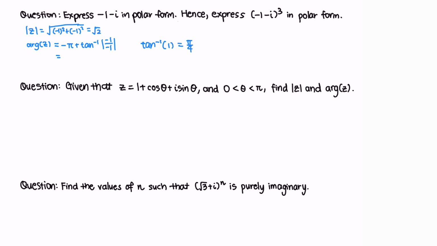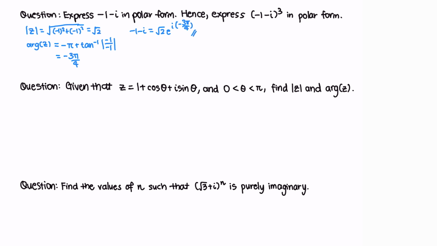If you're not familiar with this, there'll be a video that I'll be doing on special angles in the trigonometry section for topic 3. So negative pi plus pi over 4 will just be negative 3 pi over 4. And that's our argument. If we want to express this in polar form, what we get is negative 1 minus i equals r e to the power i theta, where theta is negative 3 pi over 4. And tada, we are done.